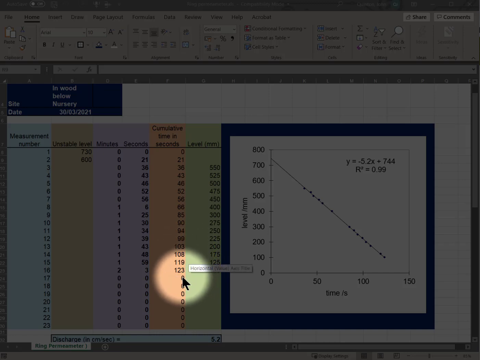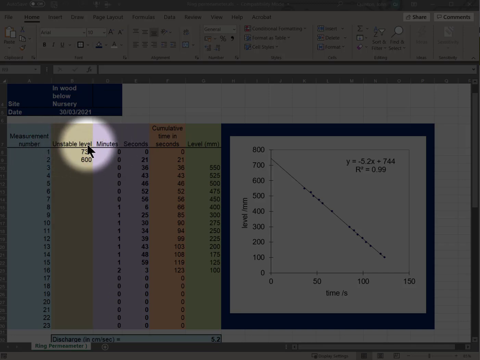So let's have a look at the spreadsheet that you should all have a copy of. We have the site that we're going to be working on. You can see here we've described it as in wood below the nursery at the university, and the date that we collected the information. We then have a table which has the measurement number. This is just the sequential number for each of the measurements.